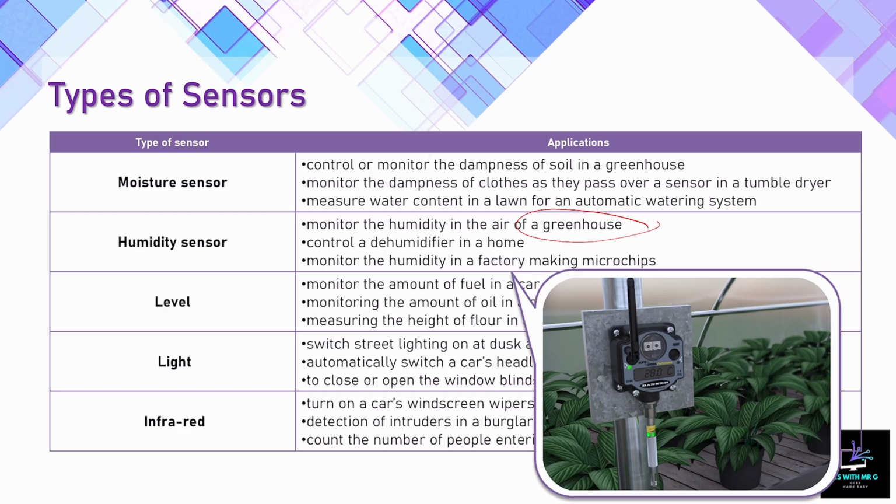Again, the humidity sensor would continue to check the humidity, and once it's at an okay level, it could turn off the dehumidifier, but then continue to check, making sure it stays at a reasonable level.